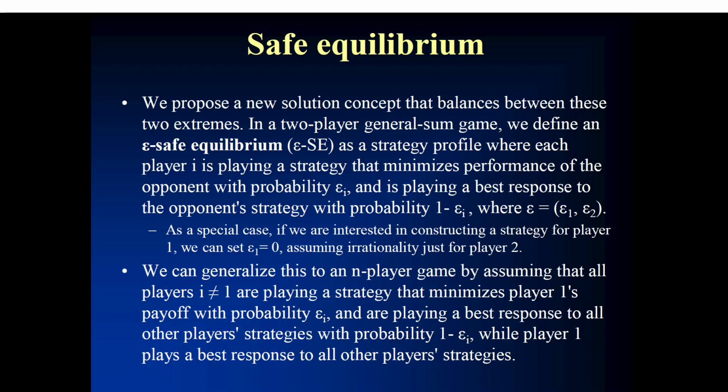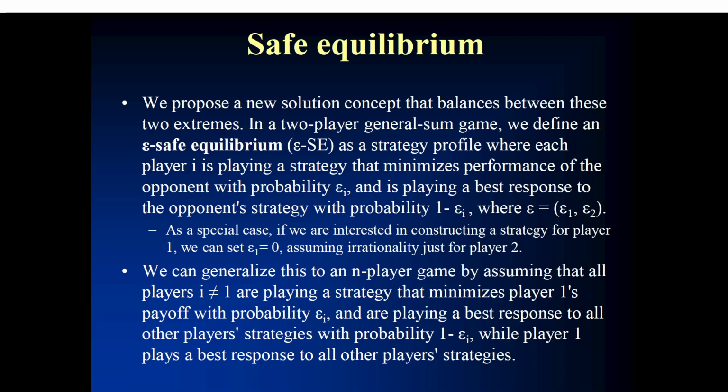And so we're going to define an epsilon safe equilibrium as a strategy profile where each player, player i, is playing a strategy that minimizes the performance of the opponent with probability epsilon i, and is playing a best response to the opponent's strategy with probability 1 minus epsilon i. And so here, the epsilon represents the belief, the probability of being irrational. So with probability 1 minus epsilon, the player is rational and playing a best response. With probability epsilon i, they're irrational.